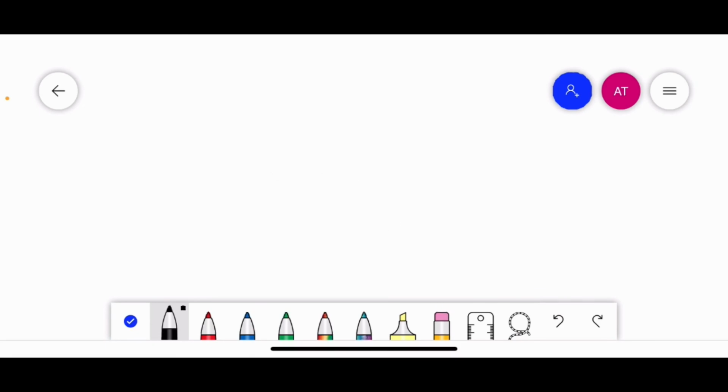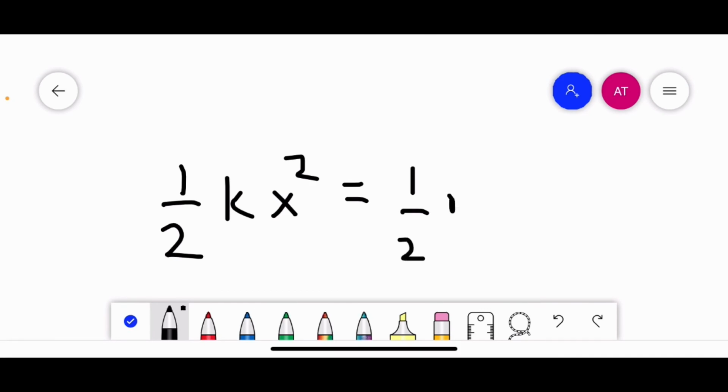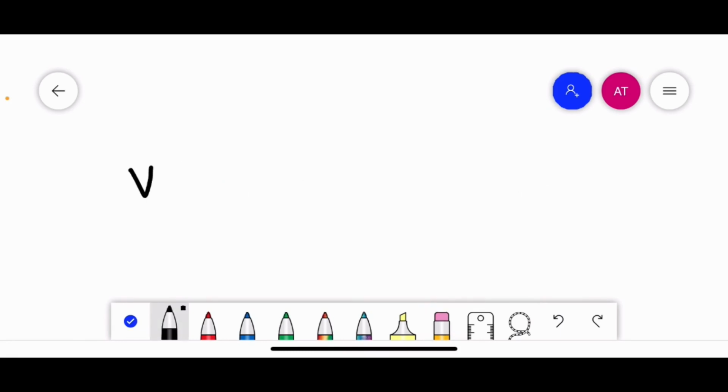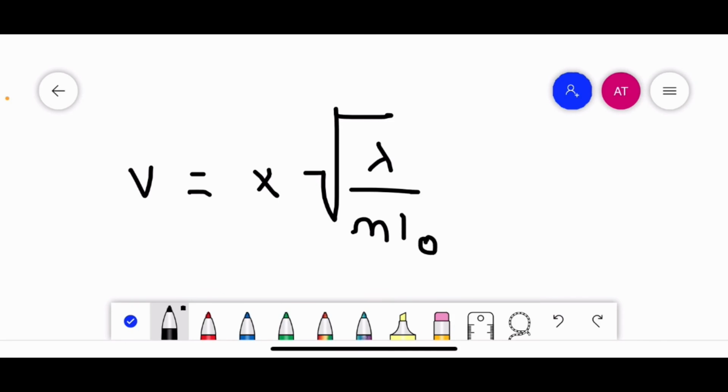Now we just have to substitute the formulas. Half k x squared is equal to half m v squared, and make v the subject of the equation. We get v is equal to x root lambda over m L0, just like in basic question number 5. And if we find v, we get it to be 1.37 meters per second.